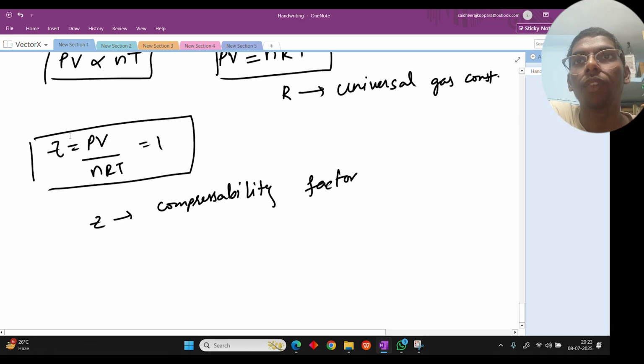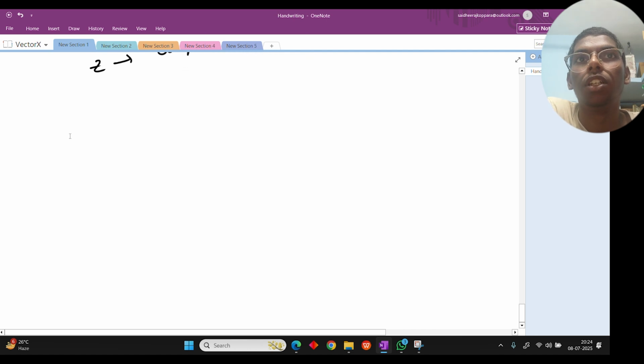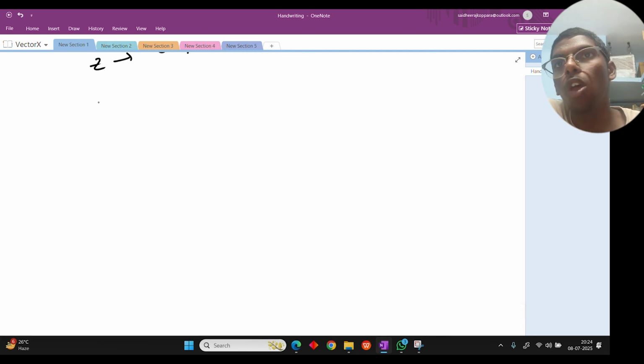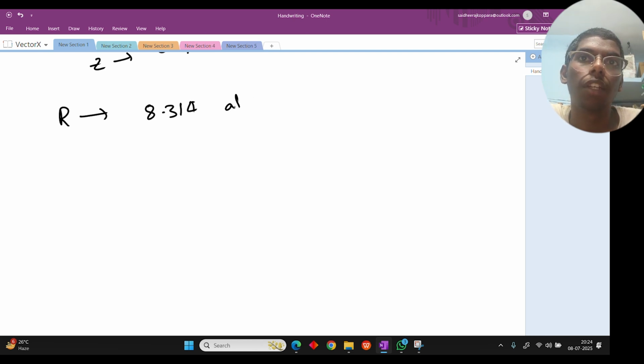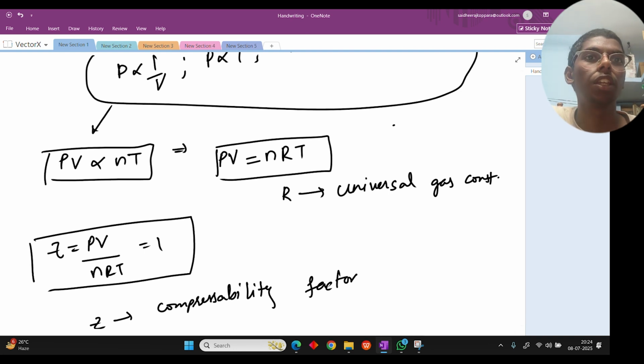Next, values of R. R is 8.314, even in atmosphere. The important thing is the units of R. The temperature units are always taken in Kelvin.